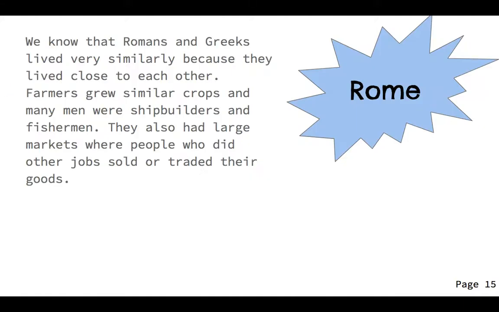I'm going to move on to Rome. We know that Romans and Greeks lived very similarly because they lived close to each other. Farmers grew similar crops, and many men were shipbuilders and fishermen. They also had large markets where people who did other jobs sold or traded their goods.